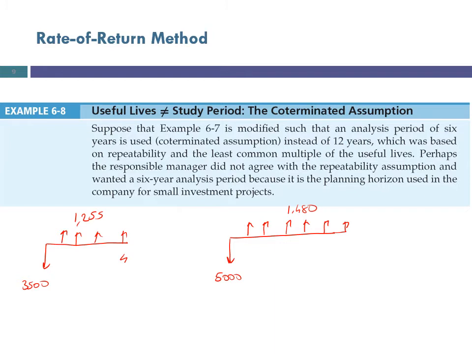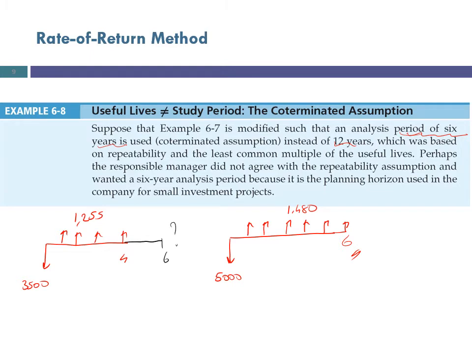Okay, now we want to compare these two alternatives, but the thing is, we are given that the analysis period is 6 years. So we cannot use the repeatability assumption, we cannot use 12 years as the least common multiple, and the analysis period is given as 6 years. So what shall we do? The thing is, this B is already 6 years, that's good. But the problem is with A. So for A, I need to extend it to 6 years.